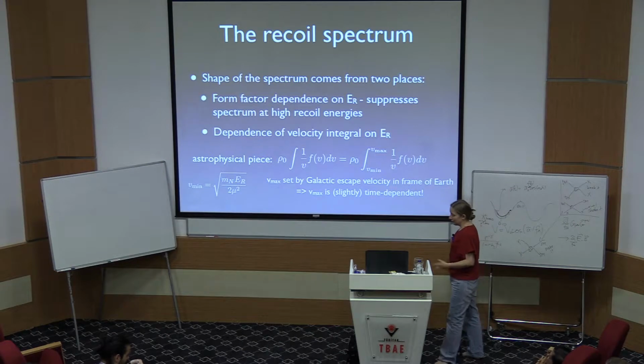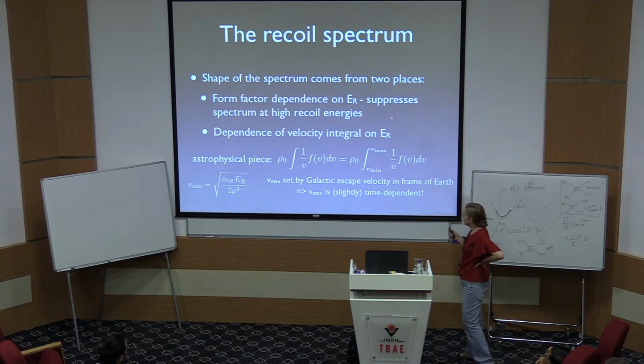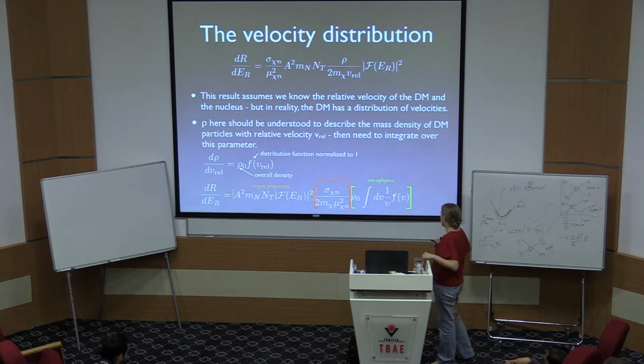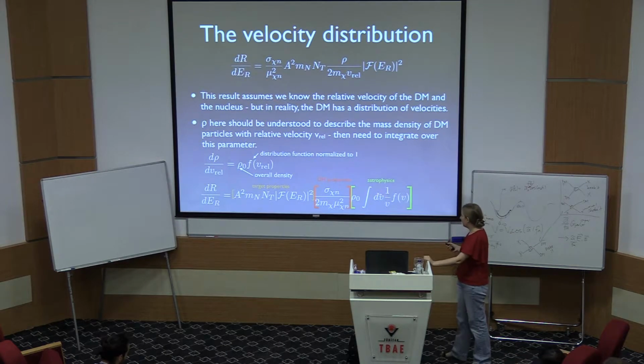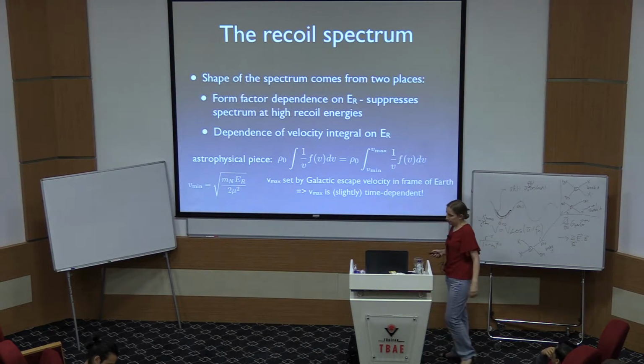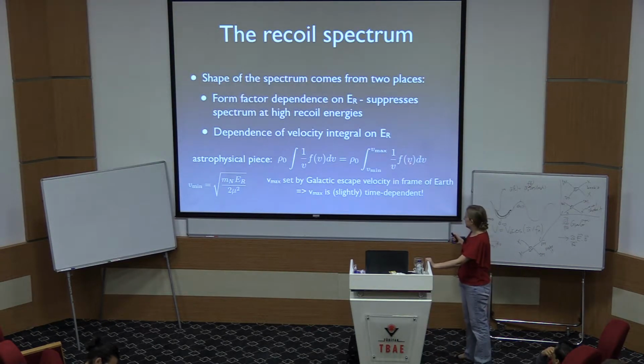There are two factors that affect the shape of the spectrum with recoil energy in this case. One is the dependence of the velocity integral on the recoil energy, and the other is the form factor dependence. You might say, hang on, when I wrote this velocity integral here, there was no obvious recoil dependence, but you remember from the first calculation we did that the minimum velocity that can contribute is a function of the recoil energy. So the lower limit on this integral is a function of ER.